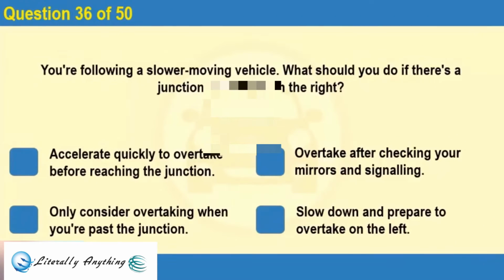You're following a slower moving vehicle. What should you do if there's a junction just ahead on the right? 1. Accelerate quickly to overtake before reaching the junction. 2. Overtake after checking your mirrors and signaling. 3. Only consider overtaking when you're past the junction. 4. Slow down and prepare to overtake on the left.